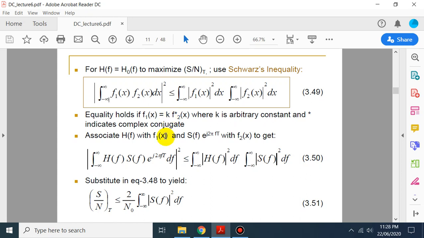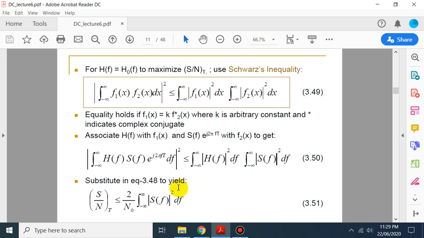Now associate H of f, the transfer function here, with f1 of x, and S of f, the frequency or Fourier transform of the incoming signal, with f2 of x. Okay, remember this one, H of f, S of f. Here we are getting this one squared, then putting this for f1 of x, we get the inequality, and 3.49 becomes this one here.